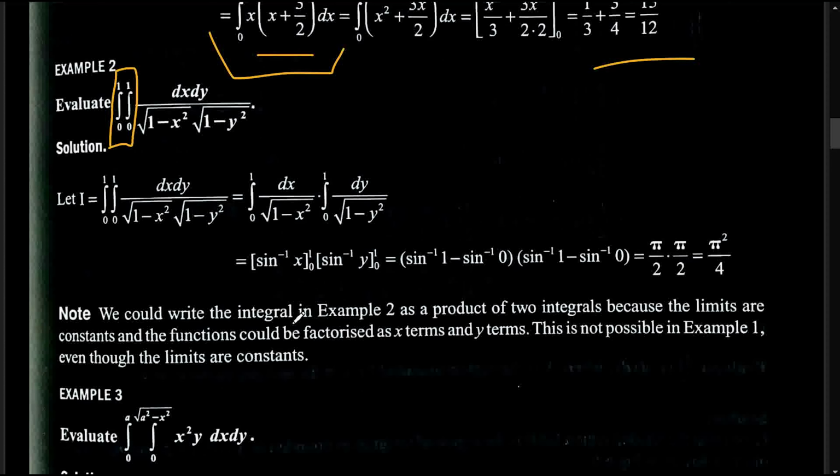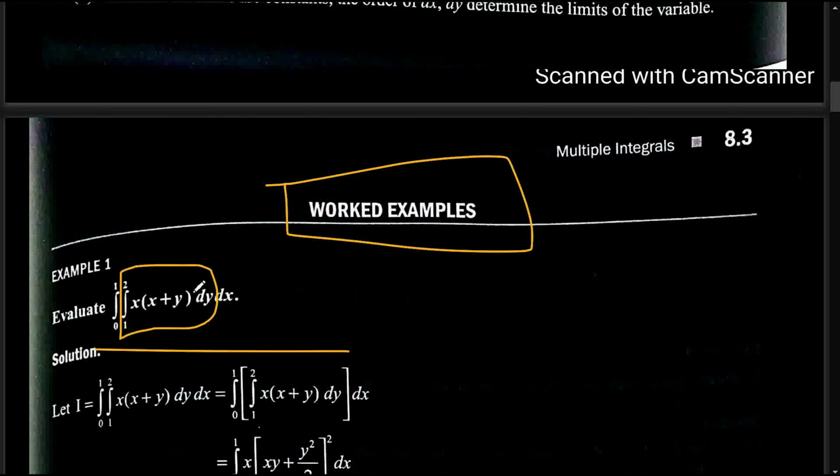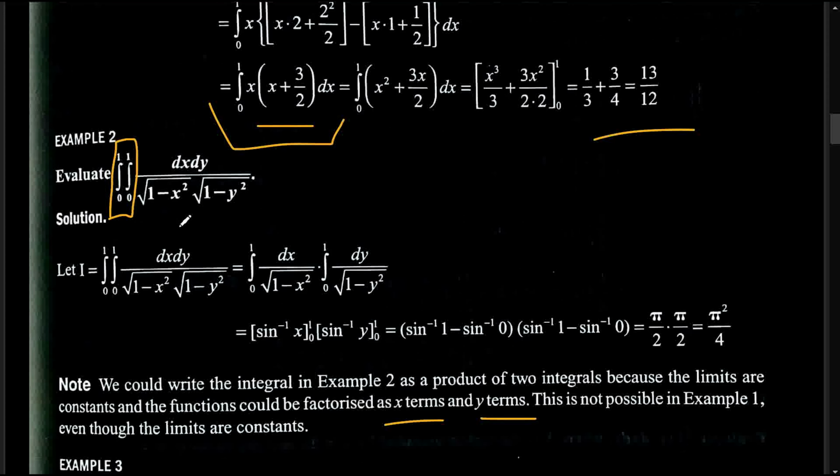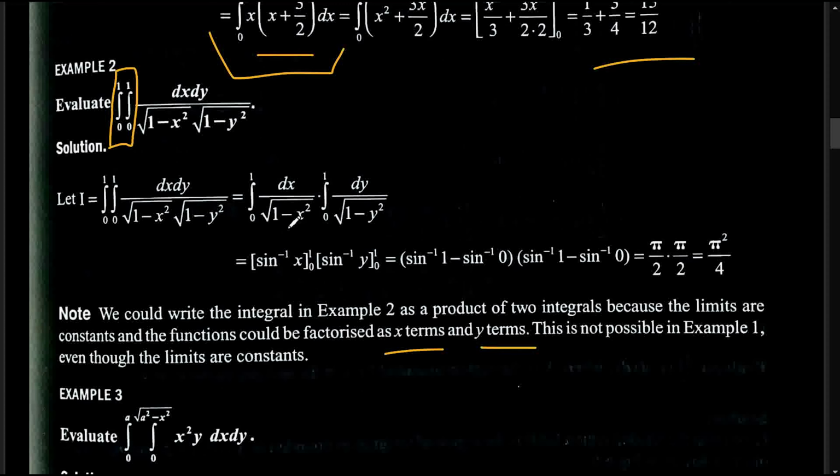So we could write the integral in example 2 as a product of two integrals because the limits are constants and the function could be factorized as an x term and a y term. This is not possible in example 1 even though the limits are constant. So see, even though the limits are constant we can't do it here, but here the limits are equal, so that's why we are just doing it.